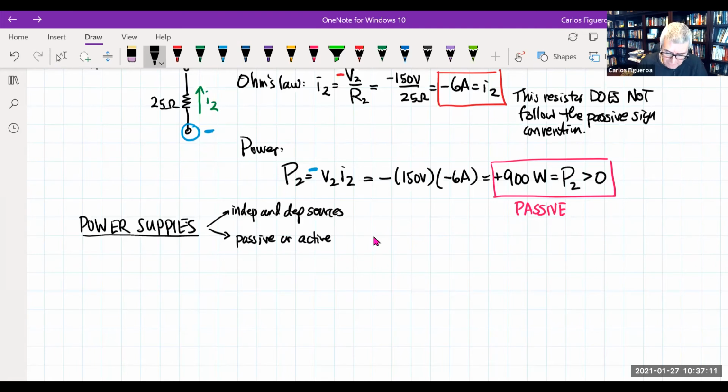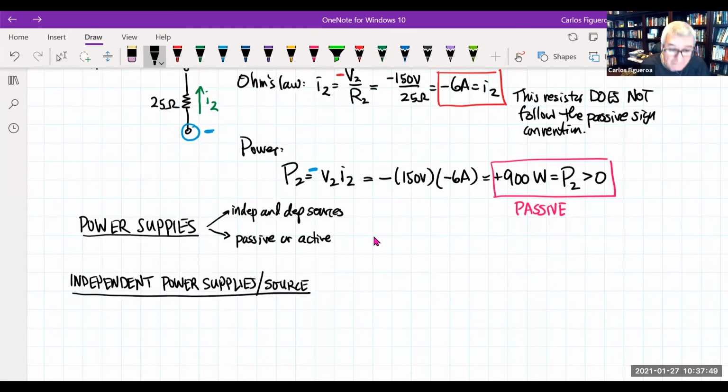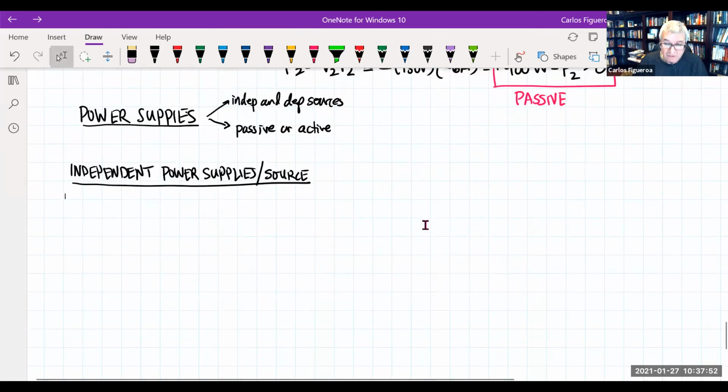So the first thing that I want to talk about is independent power supplies. And sometimes you'll see me just drop the words power supply, because I have to get it into your head that a voltage source is a power supply. A current source is a power supply. So a lot of times you're just going to hear me say a source. So let's go look at that.